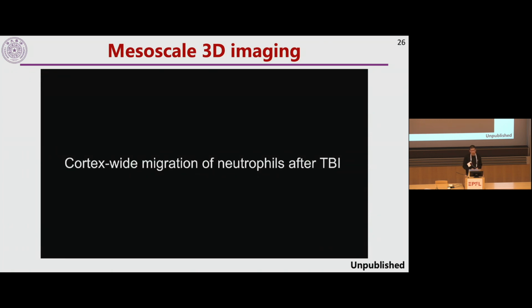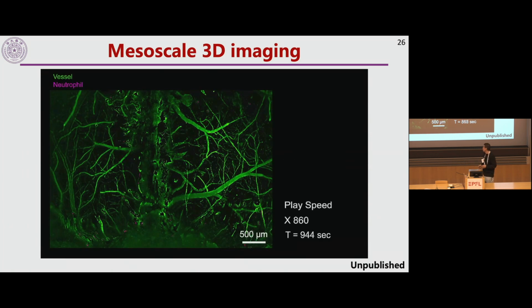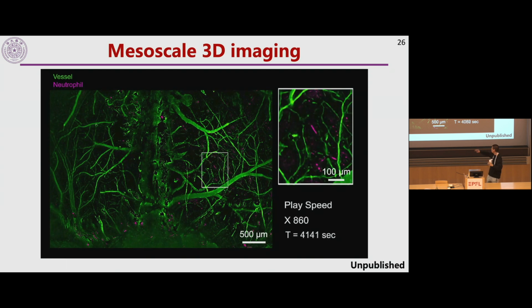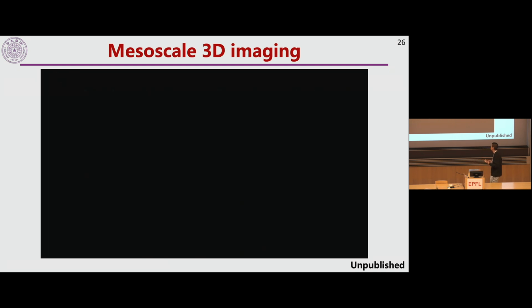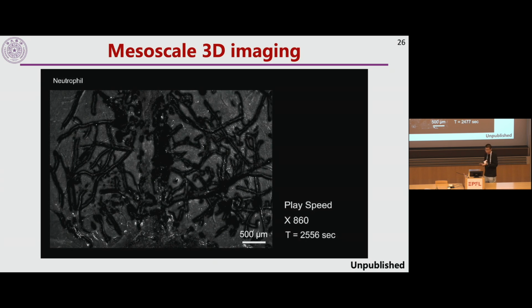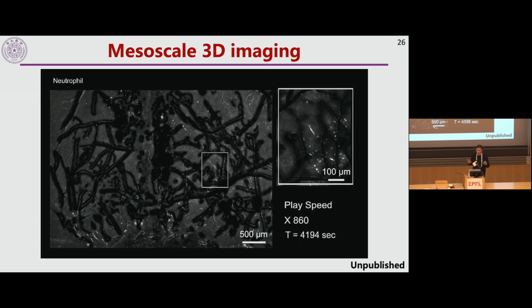In addition to neural imaging, here is a traumatic brain injury model, also covering the whole cortex. The red color labels the blood in the vessels, and the green color labels the neutrophils. When there is a hit to the brain, a traumatic brain injury, you can see lots of immune cells migrate into the brain tissue through this process. And we can do 3D imaging over the long term, several hours, maintaining high-speed 3D imaging.